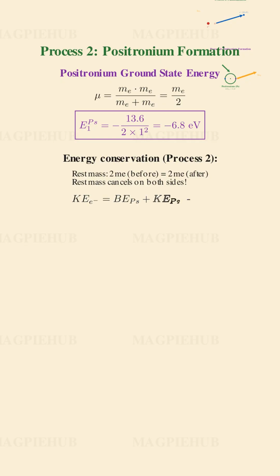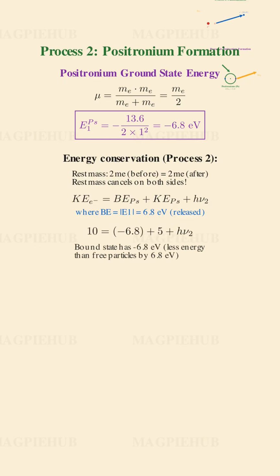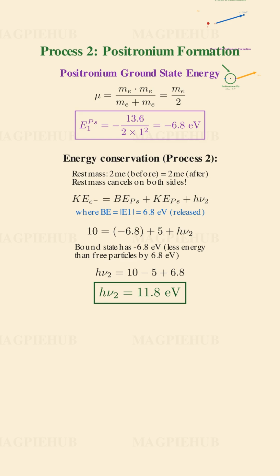Now applying energy conservation. The rest mass is 2 me on both sides, so it cancels. The kinetic energy of the electron, 10 eV, goes into the binding energy of positronium, the kinetic energy of positronium, and the photon energy. The bound state has energy negative 6.8 eV, meaning it has 6.8 eV less than the free particles. So we write 10 equals negative 6.8 plus 5 plus Nu2. Solving, Nu2 equals 10 minus 5 plus 6.8, which is 11.8 eV.